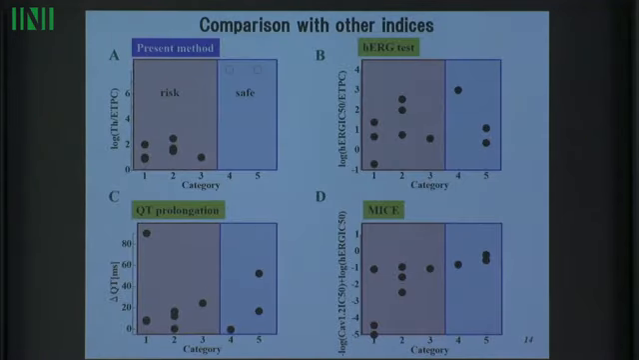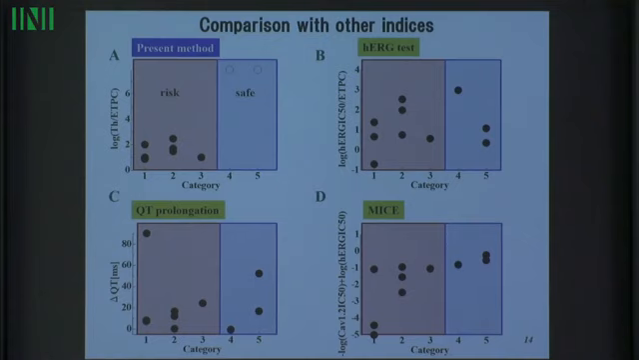This slide compares the performance of the screening system with other methods. As you see, QT interval and HARC may produce false positive results. The drugs are arranged from risk drugs to safe drugs. 1 to 3 are risk drugs we considered. 4 and 5 are safe drugs.